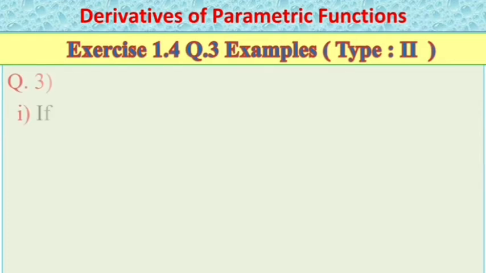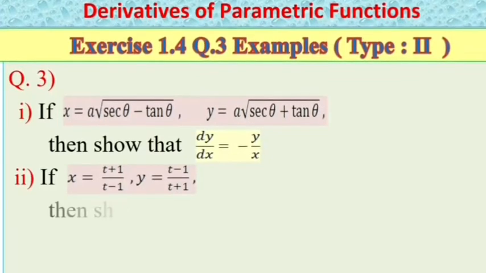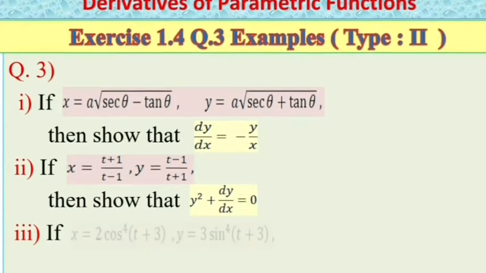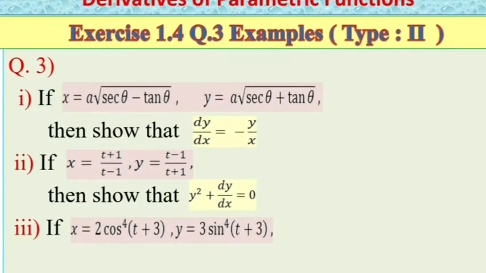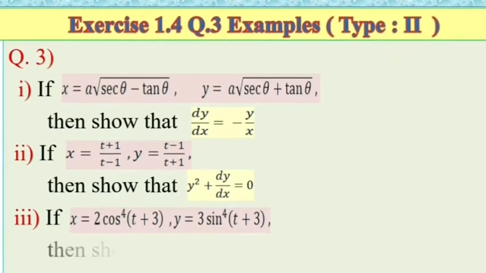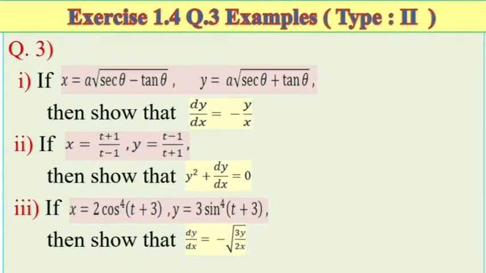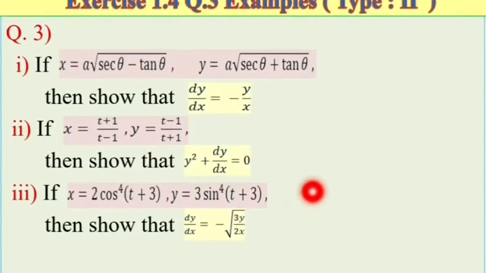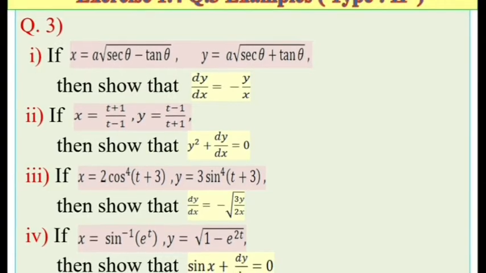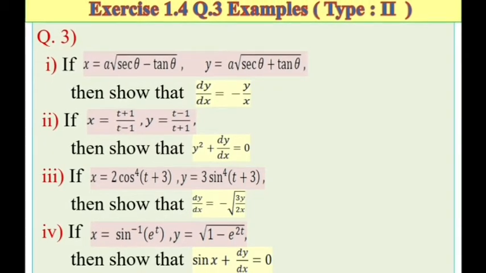number 3. Here we have to take 4 examples, and in all these 4 examples, the given function is in the form of a parametric function, that means x equal to f of theta and y equal to g of theta, or x equal to f of t and y equal to g of t. Then we have to show the derivative of the given function in the given format, or we have to prove the given statement. Do you understand, everybody? Let us start all the examples one by one.